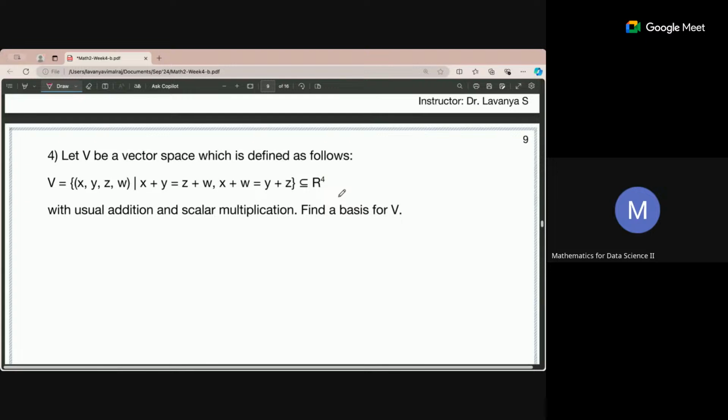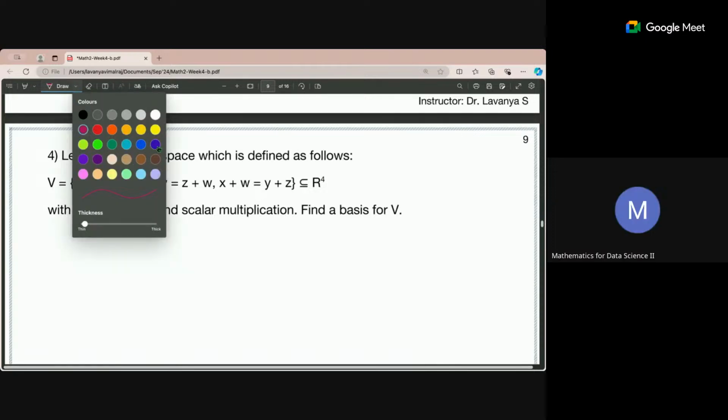Let V be a vector space defined as follows. V is the set of all (x, y, z, w) such that x + y = z + w and x + w = y + z. Now we are in R4, but you know the technique already. We have seen a similar thing in R3. Nothing is going to change; you are going to follow the same procedure here.